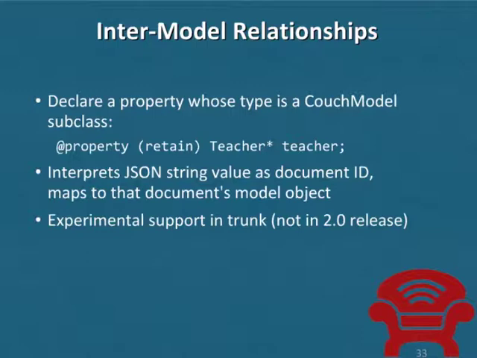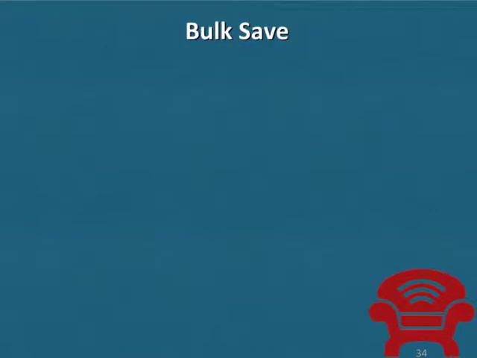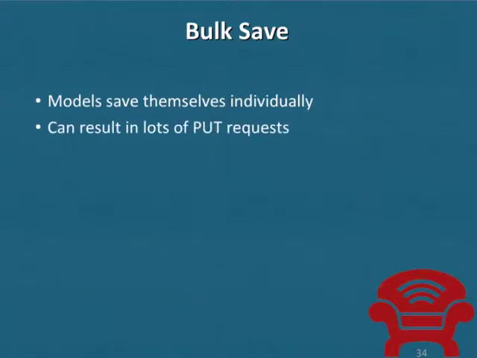Another good feature to have would be bulk save. Right now, every model is independently in charge of saving itself. What happens then is that if you were to create or modify a whole bunch of model objects, like you go through every student and update their grades or something like that, you're going to generate one put request to the database for every model object that you changed. And obviously that's not going to scale terribly well.